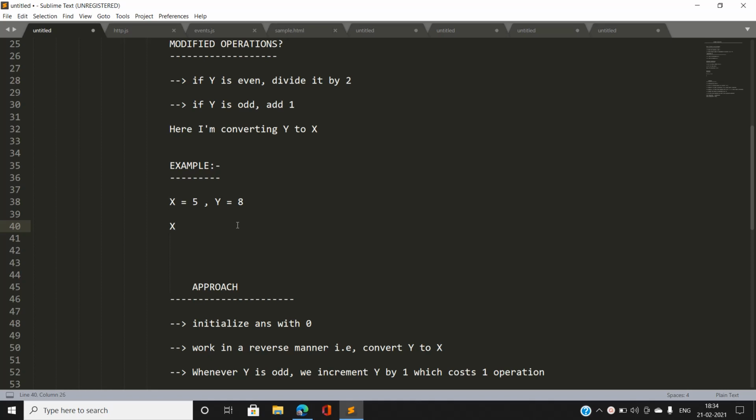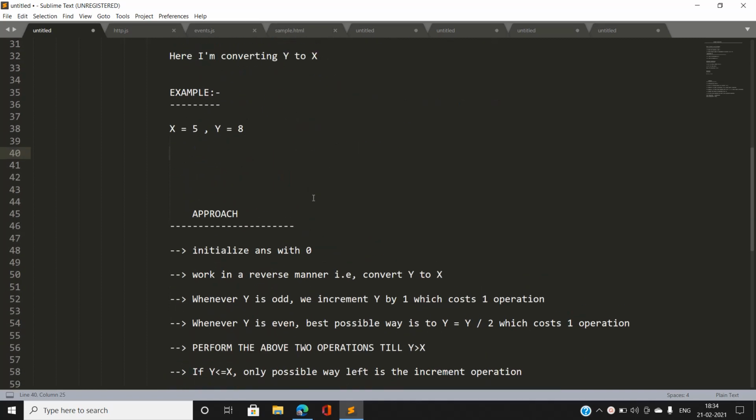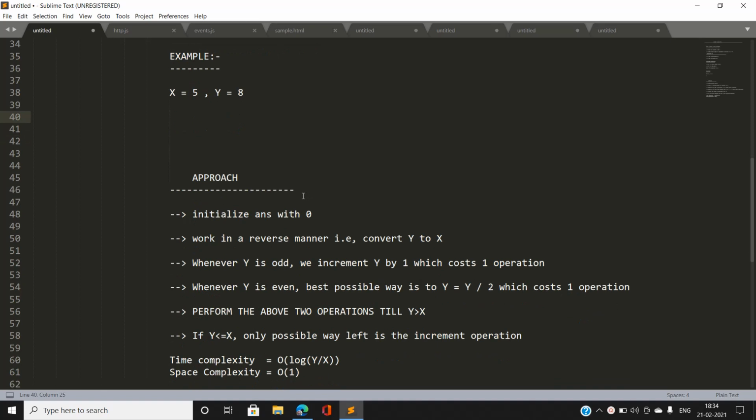So currently I have x equal to 5. Note that I am first using these operations, that is, x can be multiplied by 2, x can be reduced by 1, that is, I am going to convert x to y. Now suppose our current x is 5. The best way would be to convert x to 4 and then convert it to 8. Note that first I am going to reduce 5 by 1, it costs me one operation, and again I am going to multiply 4 by 2, it again costs me a single operation. So the total number of operations would be two operations.